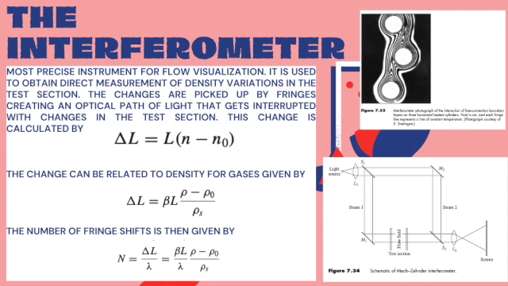Figure 7.34 is a schematic of the Mach-Zehnder interferometer that has a light source, two beams, and a test section, which has different measurements as L1, S1, M2, M1, S2, and L2. All of this in the test section is a flow field, which is then projected on a screen.